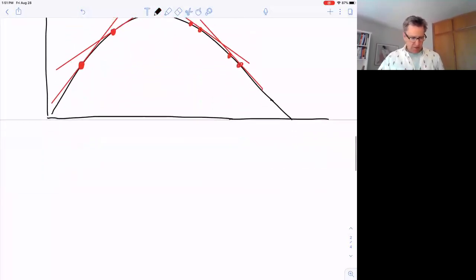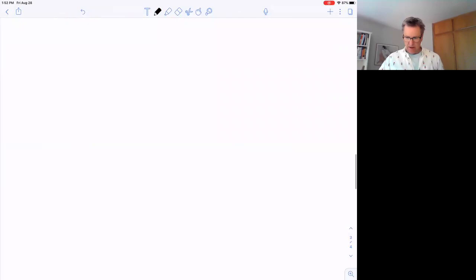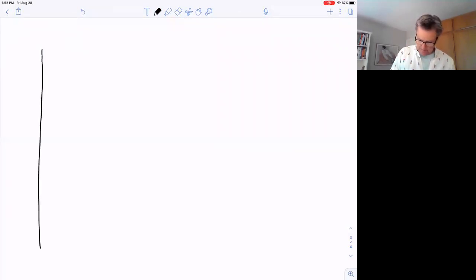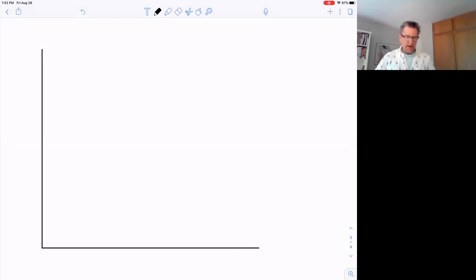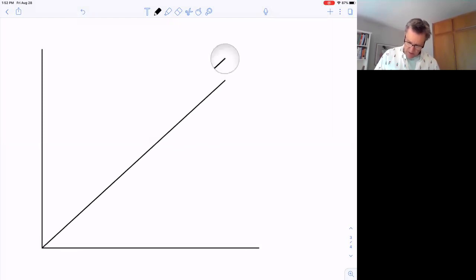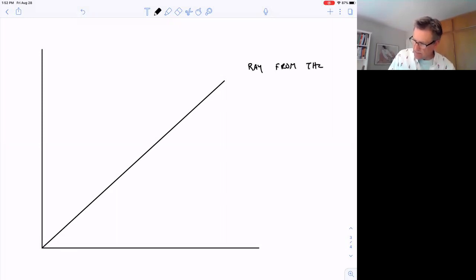Another line I want you to be familiar with is a ray from the origin. And a ray from the origin is just a line that comes right out from the point 0, 0, a straight line. So this is a ray from the origin.